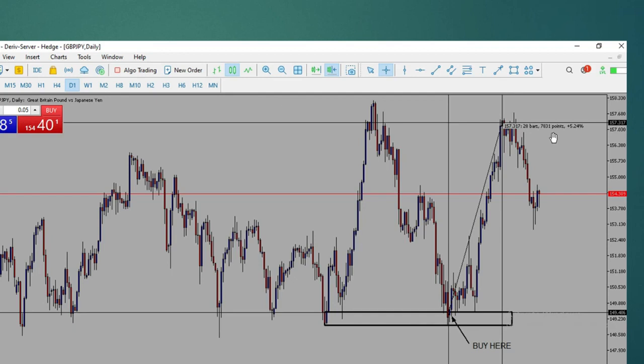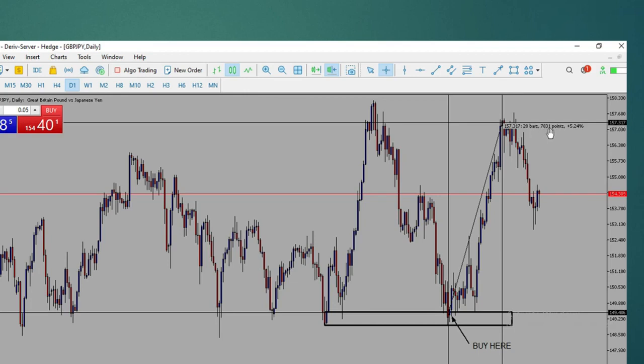This is a JPY pair, GBP/JPY, and you can see it's quoted up to 3 decimal places: 1, 2, 3, and we said the third decimal place is going to be a point, right? So the difference between that price and that price is going to give you 7,831 points.